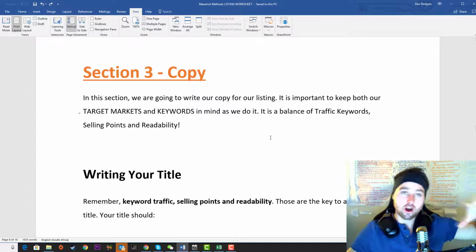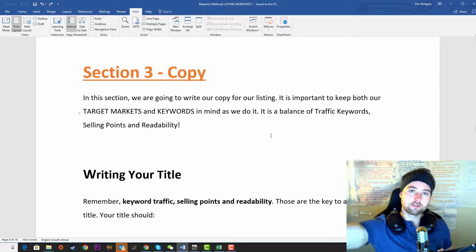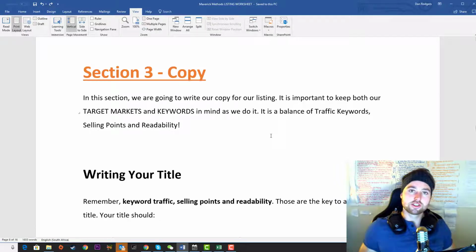Section 3 is our copy. So how are we going to do this copy? What we're going to do is look at our first section, target markets, and all the information we have there: the benefits, the doubts, the concerns, the selling points, etc. Then we're going to look at the keyword section above and say, okay, let's combine these benefits and these attributes with these keywords and let's create our copy for the listing.